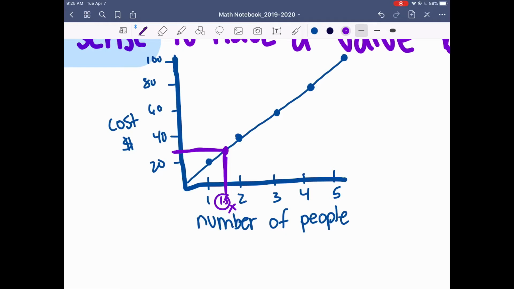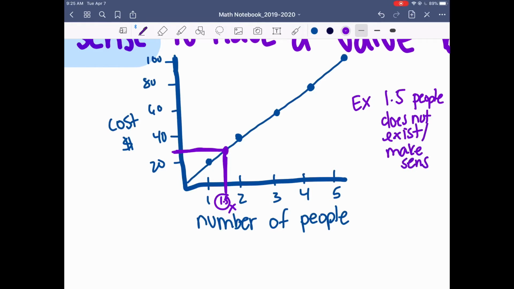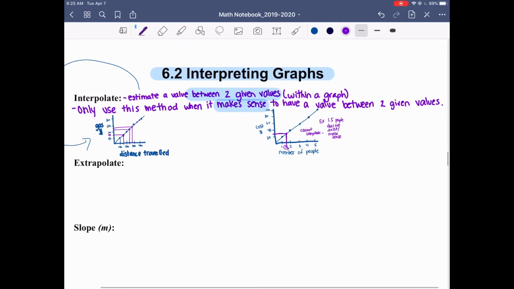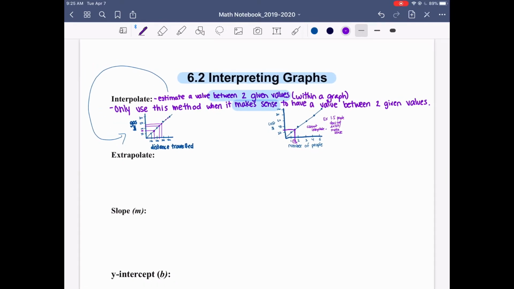So, for example, 1.5 people does not exist, or it doesn't make sense. So in this case, we cannot interpolate. You can only interpolate when it makes sense to have a value in between those two given values.